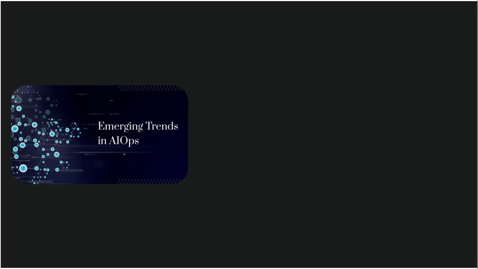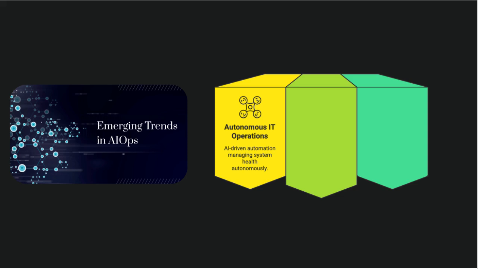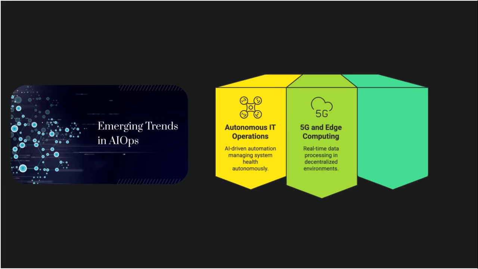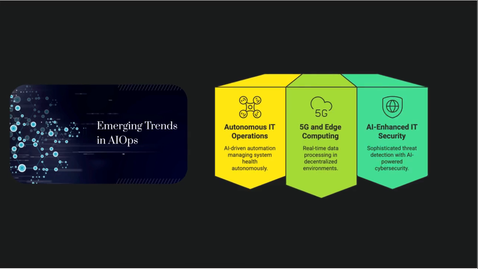Now, let's explore some exciting trends that are shaping the future of AIOps. Autonomous IT operations, AI-driven automation that fully manages system health without human oversight. 5G and edge computing. With real-time data processing at the edge, AIOps must adapt to decentralized environments. AI-enhanced IT security, threat detection and response will become more sophisticated with AI-powered cybersecurity. These innovations will redefine how IT operations function, making them faster, smarter, and more resilient.